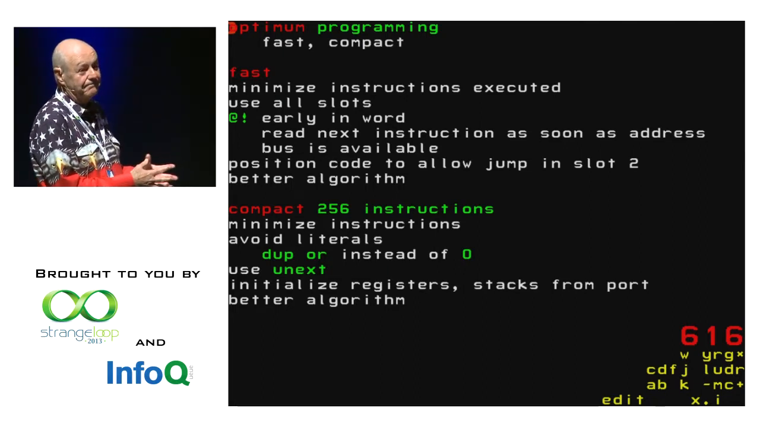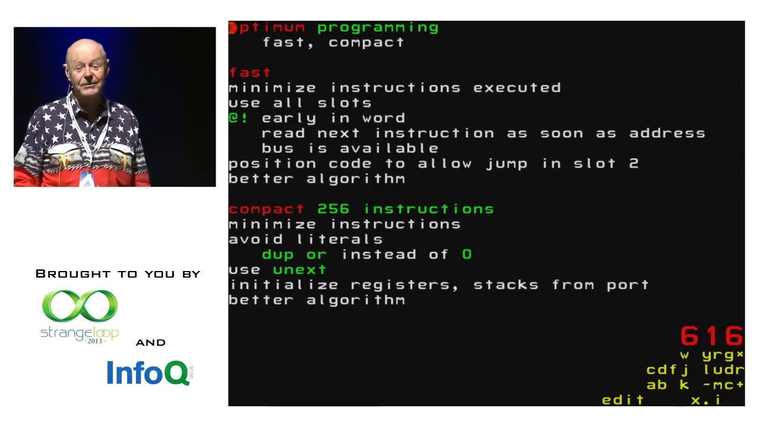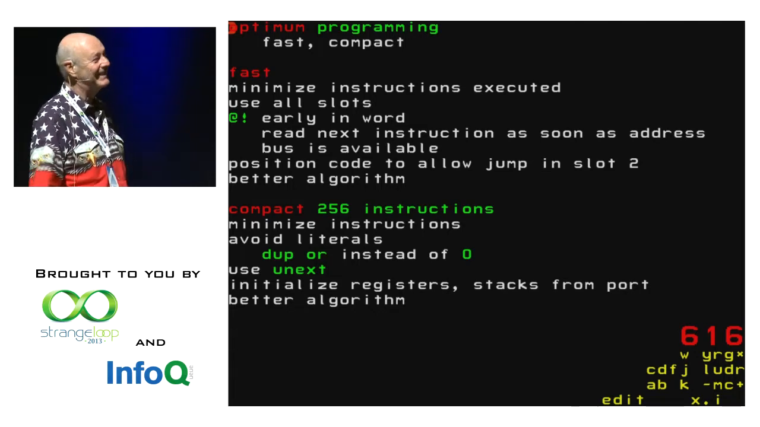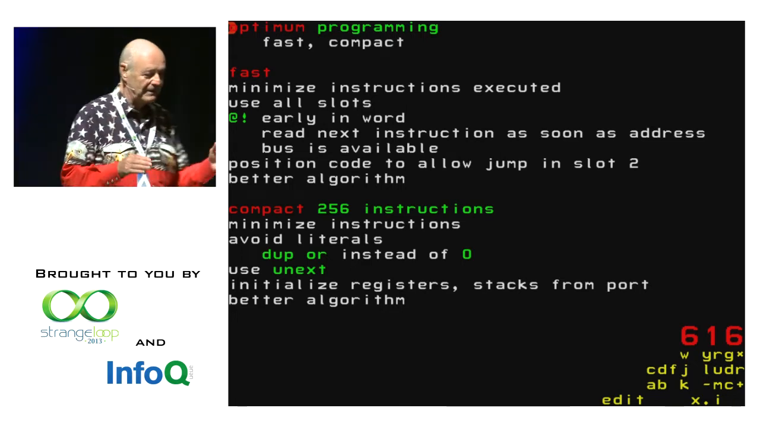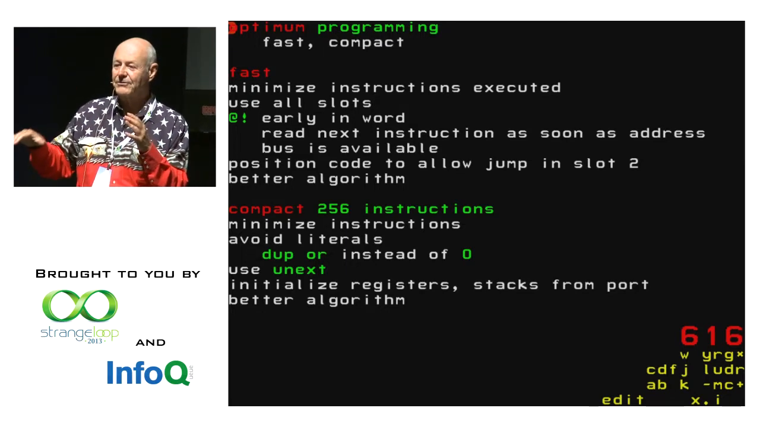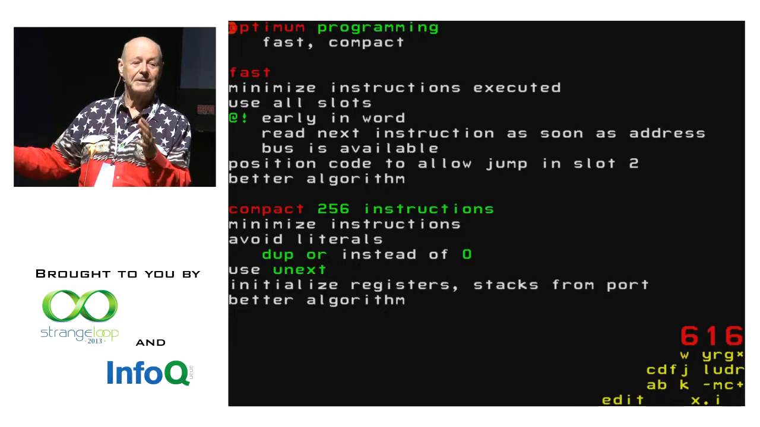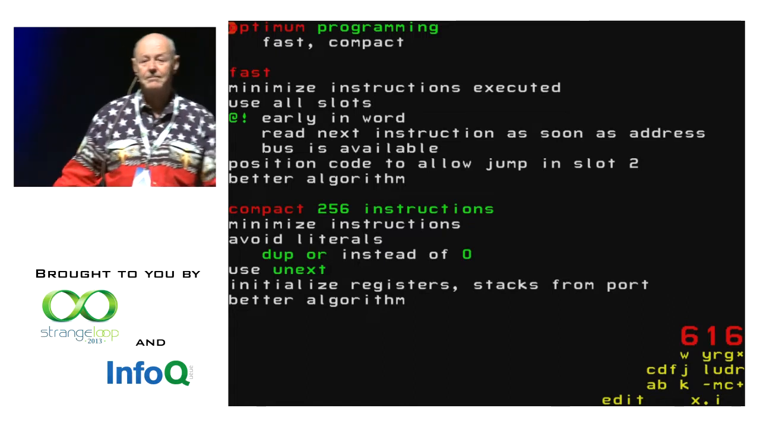That's to make it fast. To make it compact and fit in 256 instructions, the same rules apply, really. You want to minimize the number of instructions. You want to avoid literals. A literal is a fetch from the address in the P register, which is pointing to the next word in your instruction stream. And you can store a literal there. When you fetch it, the P register is incremented over the literal, and you've just picked up something in line. And when you put a number in your source code, that's what happens.